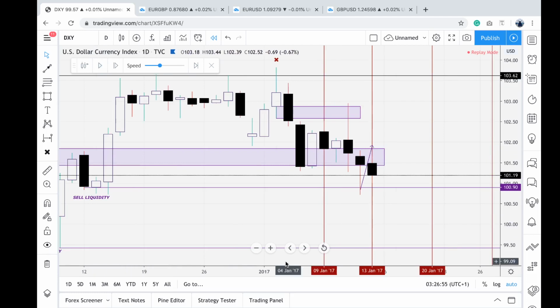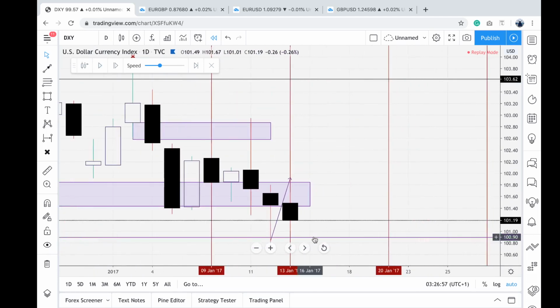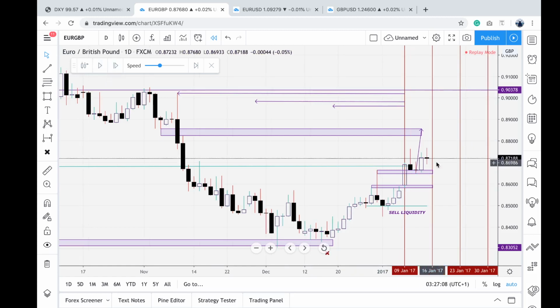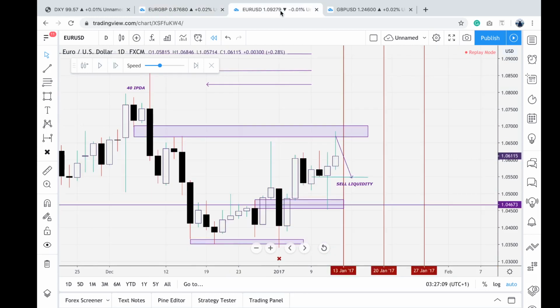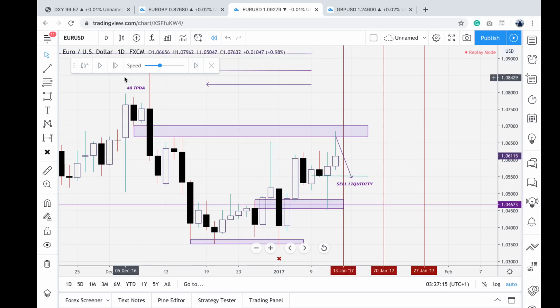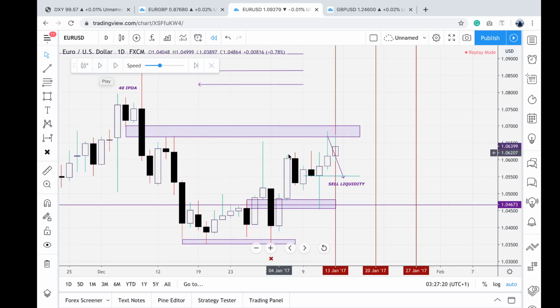Perfect. This is actually perfect. So price trades back into our level. Euro pound, we're looking for higher prices. All right, so no real change on euro pound, no big deal. Euro dollar, we're looking for retracement to the downside, to sell side liquidity. Okay, so no real change in price. Price didn't really trade higher or trade lower.